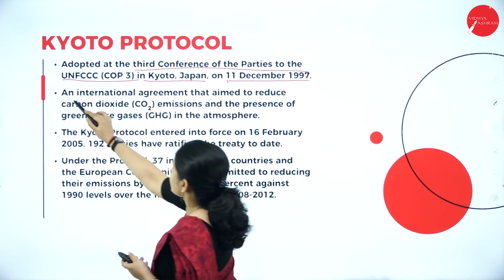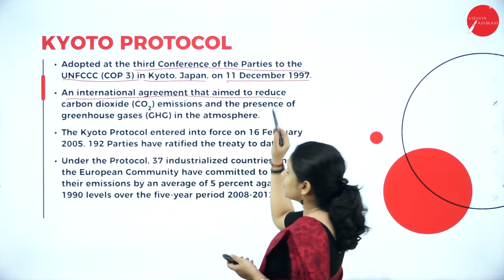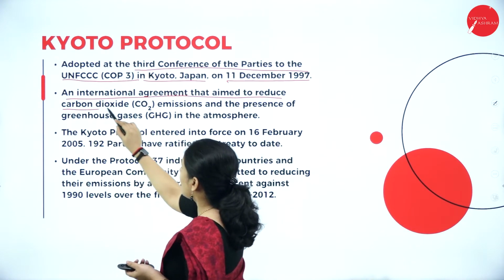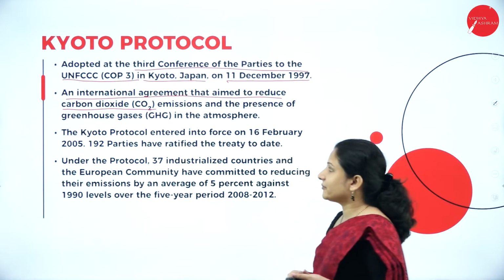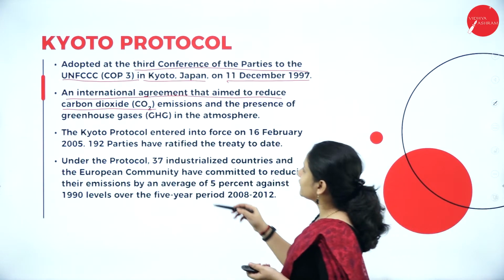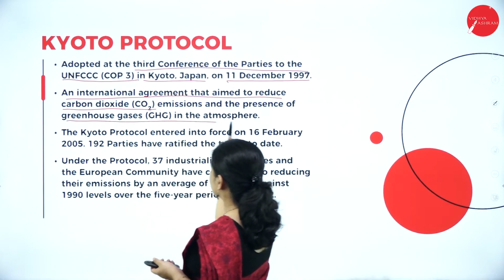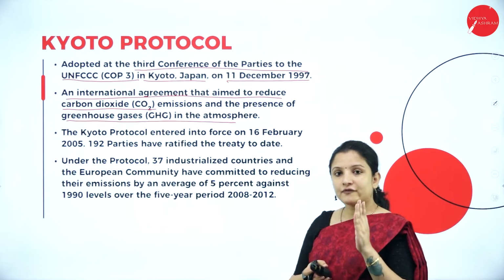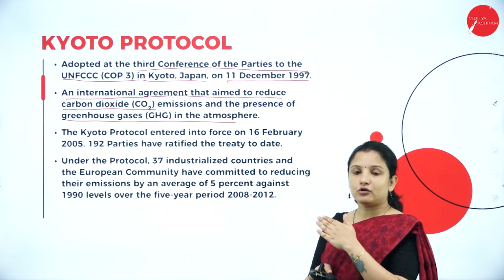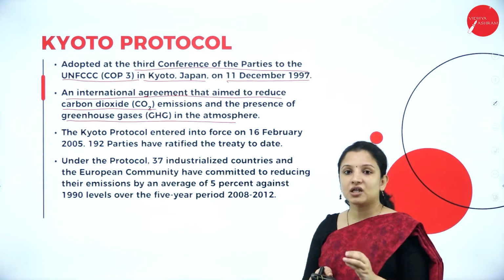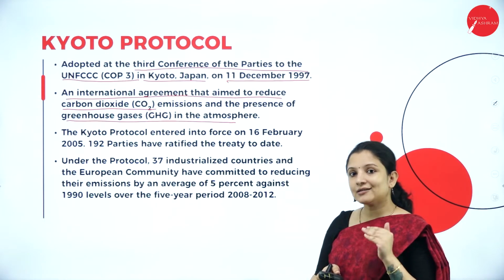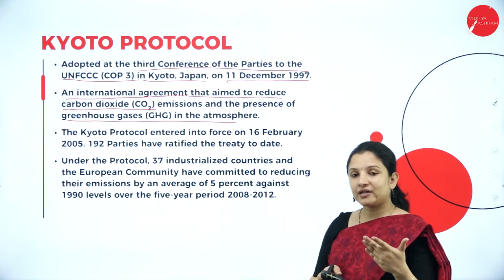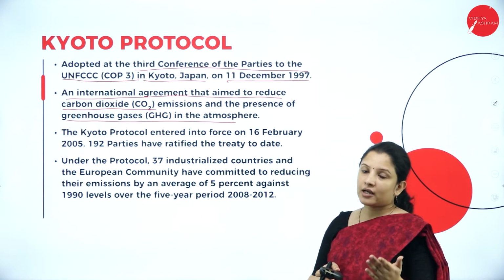It is an international agreement that mainly focuses on reducing the emission of greenhouse gases such as carbon dioxide, and the presence of greenhouse gases in the atmosphere. So just like how the Montreal Protocol takes care of the ozone layer, the Kyoto Protocol takes care of the emission of greenhouse gases, because we know that greenhouse gas emission can lead to global warming, and global warming can lead to a lot of disasters for the environment.